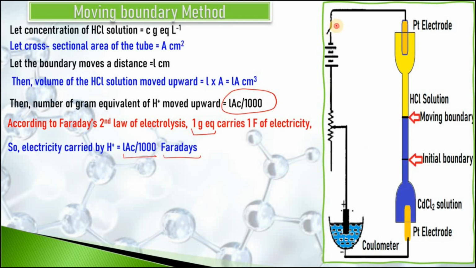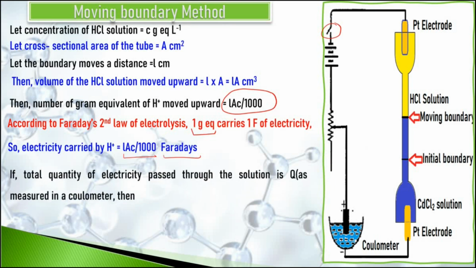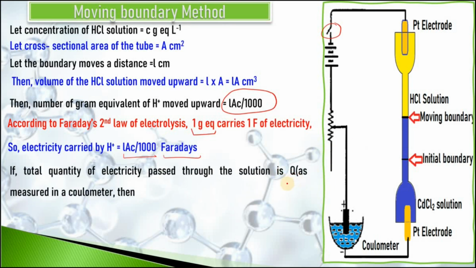Now, let us suppose when the circuit was complete, the total amount of electricity passed through the solution was equal to Q. How will we measure this electricity? The answer is simple. A coulometer gives an idea about the total amount of electricity passed through the solution. So, the total amount of electricity passed through the solution measured in the coulometer was equal to Q.